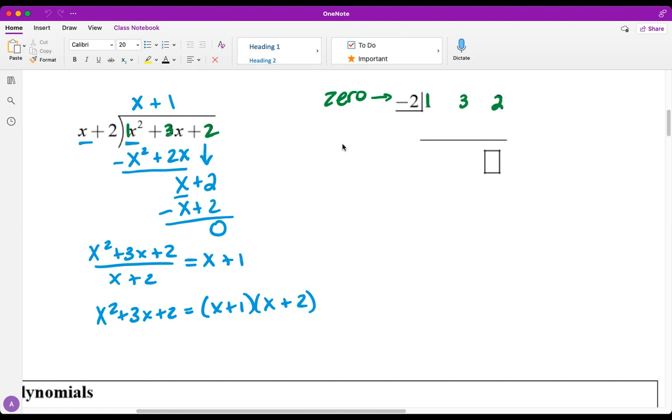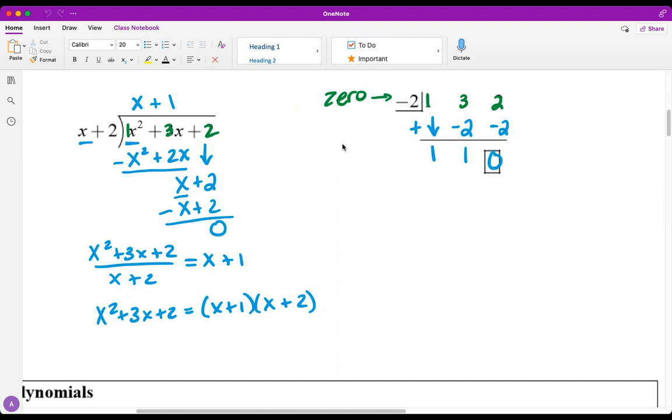Okay, now that we have it set up, the process is bring down the first number, don't do anything to it. Then you're going to multiply the 0 times that number you just wrote down. So negative 2 times 1 gives me the next digit in the row. Then we add down between these two rows. And then you repeat by multiplying again by your 0 to get the next digit. And then you add again, and you would keep doing that until you run out of digits.